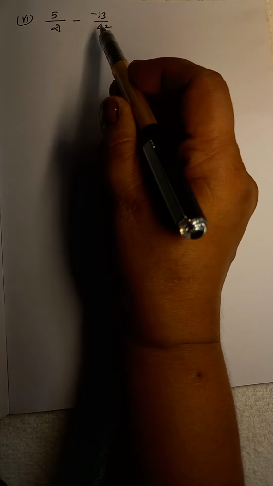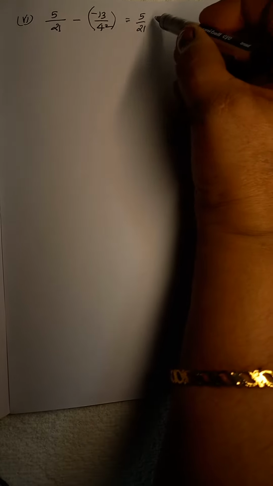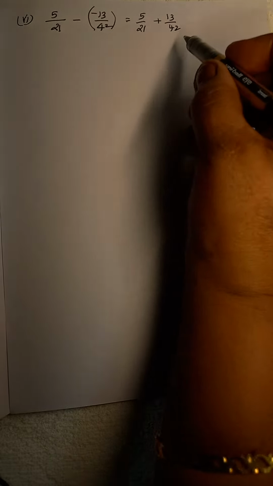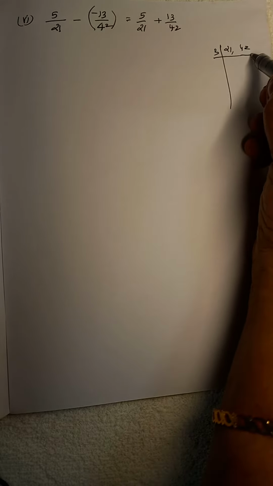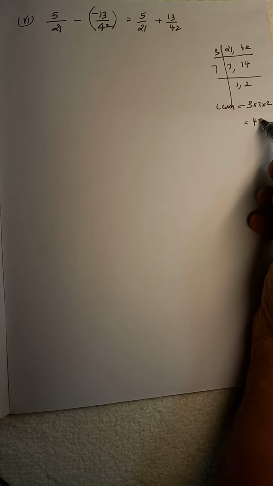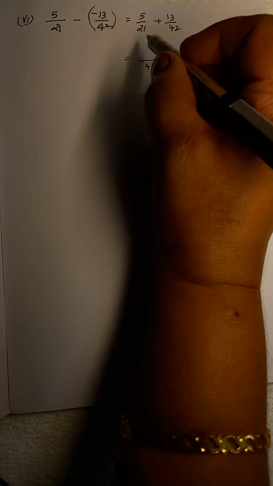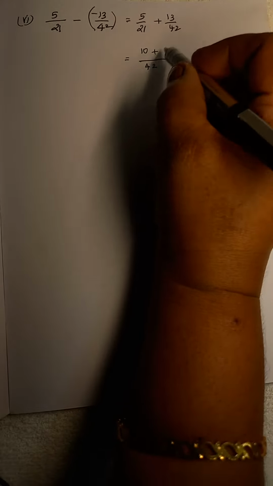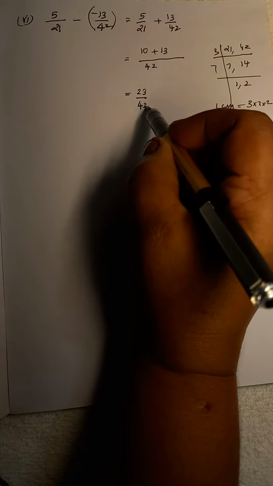Now the sixth question is 5 by 21 minus 13 by 42. Here we can put bracket like this. Then this is 5 by 21 plus 13 by 42. Now we can take the LCM of 21 and 42. 21, 42 with the 3, 7 and 14 with the 7, 1 and 2. So the LCM is 3 into 7 into 2. That is 3 into 2 is 6, 6 into 7 is 42. So here we can take the LCM as 42. 42 by 21 is 2, 2 into 5 is 10, plus 42 by 42 is 1, 1 into 13 is 13. So this is equal to 23 by 42.